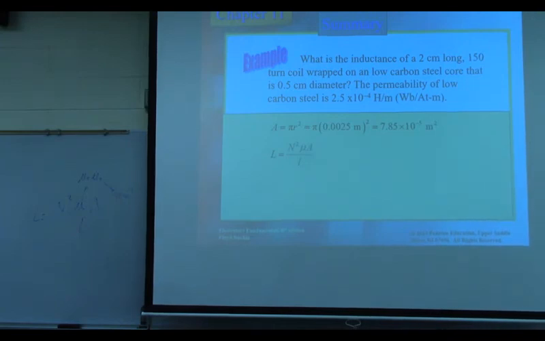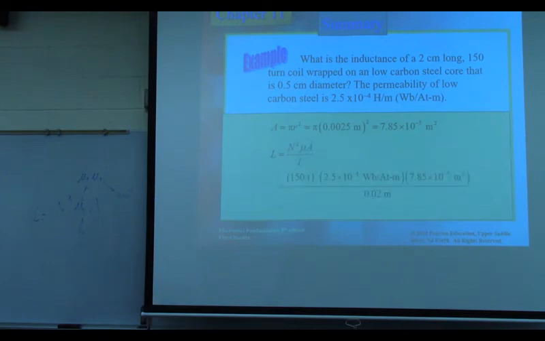Then N squared. What is N here? 150. 150 squared. Okay. What is mu? The permeability, 2.5 times 10 to the negative 4. You need to make sure all the units are already standard. So this is Henry per meter. That is good, right? Yeah. Okay. Then times A in square meters, that's also good. L, what is L? 2 centimeters. So we need to use 0.02 meters. Make sense? Yeah.